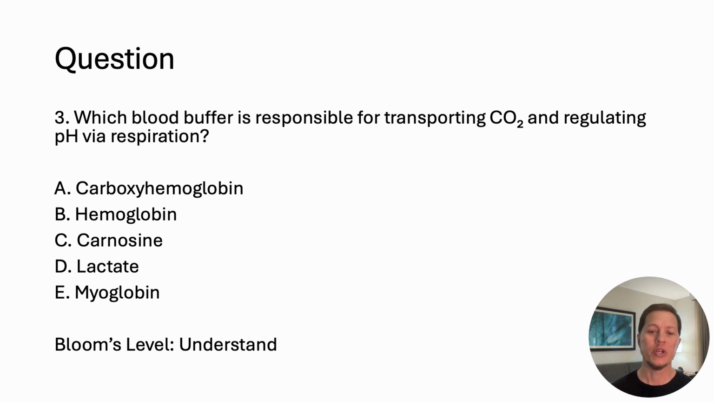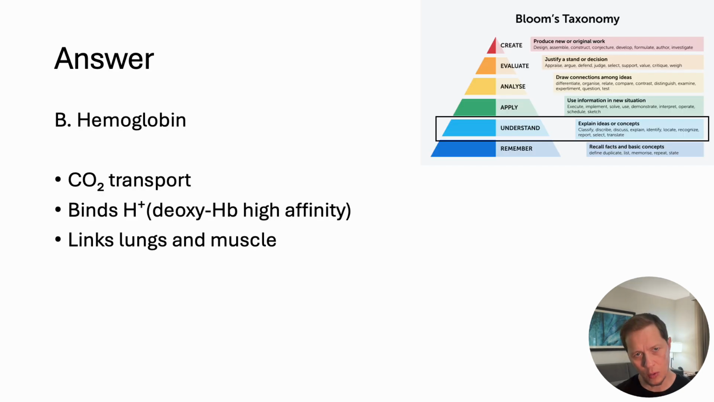Question 3. Which blood buffer is responsible for transporting CO2 and regulating pH via respiration? Is it carboxyhemoglobin, hemoglobin, carnosine, lactate, or myoglobin? This one hopefully is straightforward. Hemoglobin, right? Hemoglobin is a buffer. Yes, it buffers hydrogen ions generated from CO2, and it facilitates, of course, CO2 removal via the lungs.